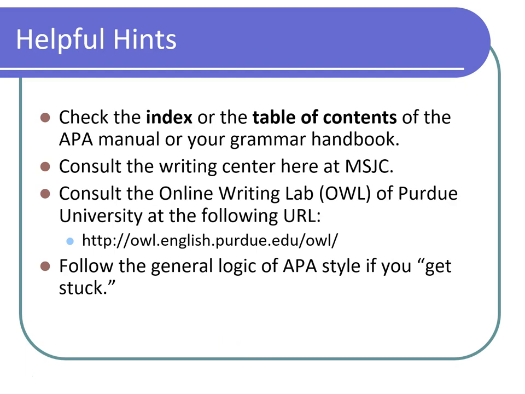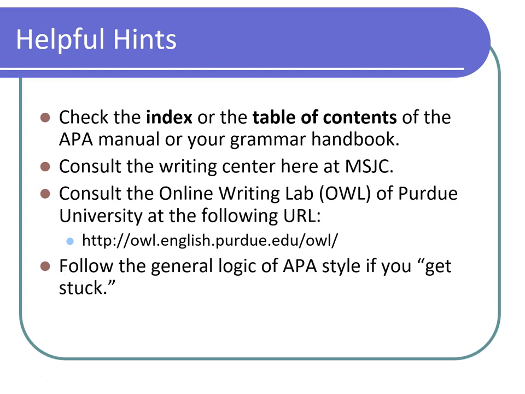And I'm going to get to the part about showing you some better examples in just a moment, but let me give you some helpful hints. First, check the index or the table of contents of the APA manual or your grammar handbook if you have one. Or you can consult the Writing Center at MSJC, and all the campuses have one. San Jacinto campus has a writing center in the library, and Menifee does as well.